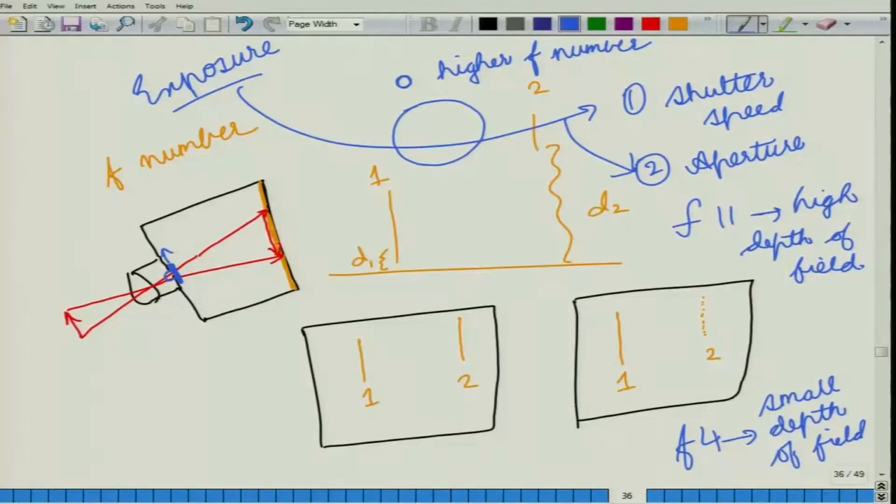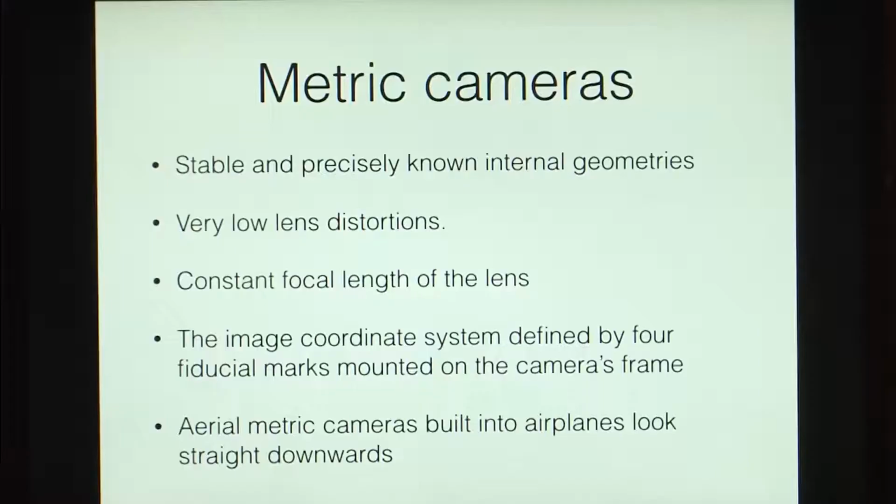So, if we want to take photographs for the case of photogrammetry, we need to use something that is known as metric cameras. Now, what are metric cameras? If you look at the slide now, metric cameras are the cameras that have stable and precisely known internal geometries. So, if we use a metric camera, we know exactly how much is the distance of the film from the lens, how much is the distance of the lens from the hole, and so on.